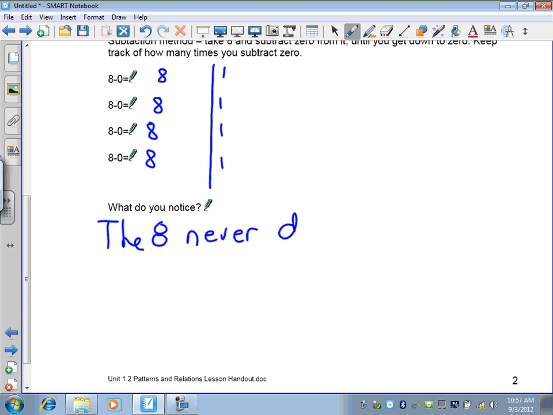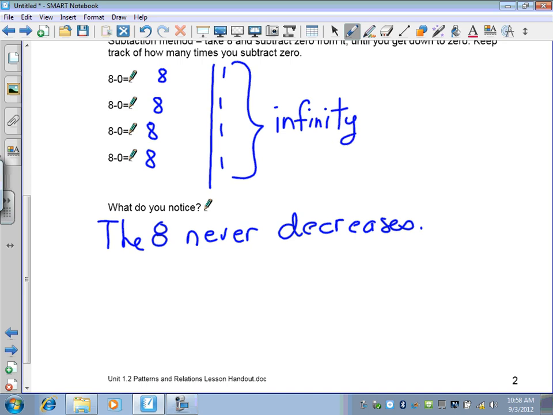The 8 never decreases. What this means is, when you divide 8 by 0, and you take 0 away each time, the calculator is going to keep track of it, and that's where you're going to get an infinite number of times. And the calculator we just showed you told you it's infinity.